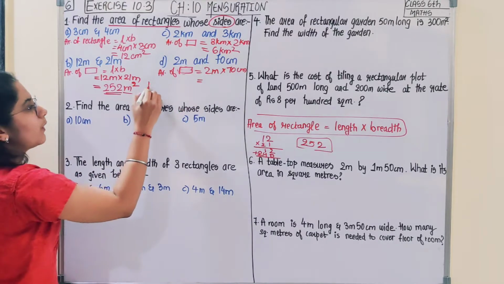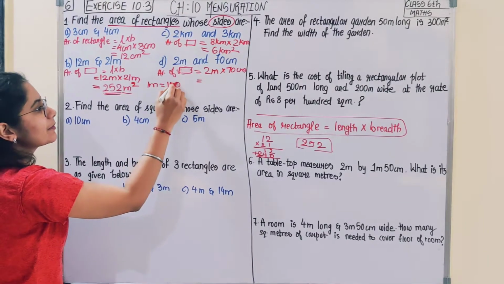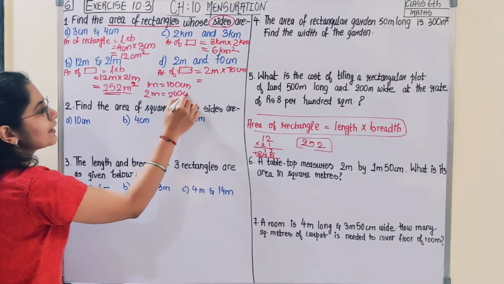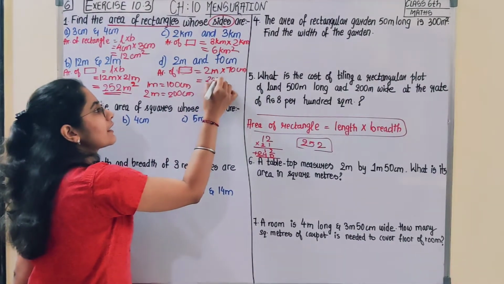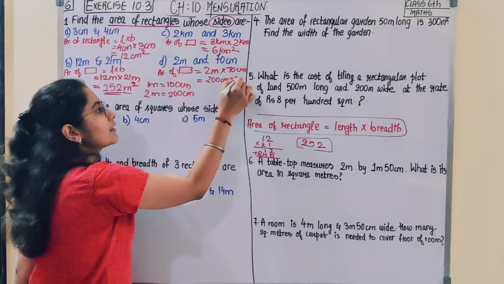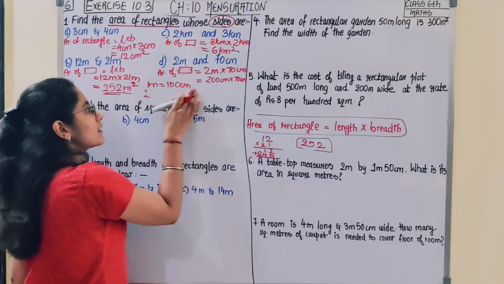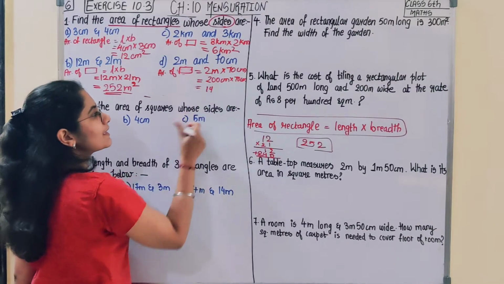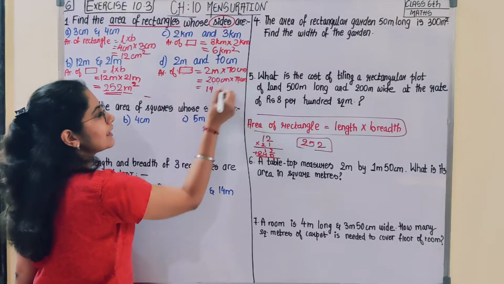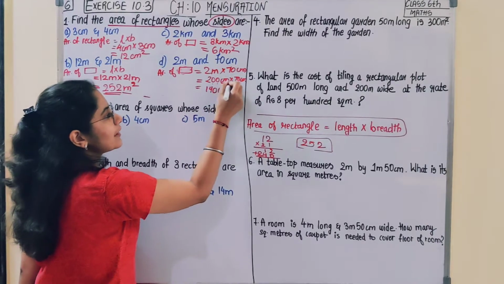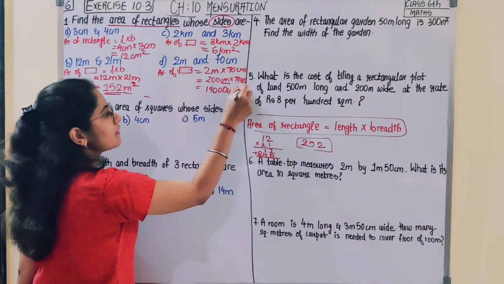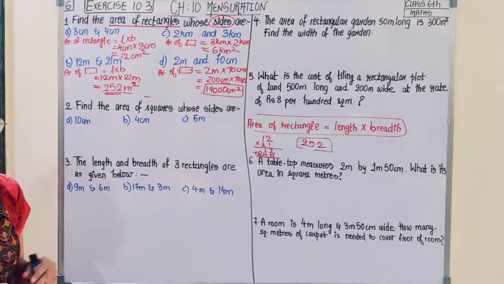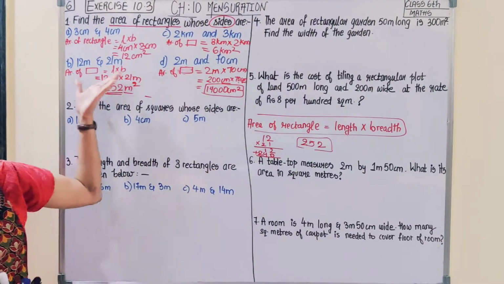We know that 1 meter is 100 centimeter. So obviously 2 meter would be 200 centimeter. So 200 centimeter into 70 centimeter. Get it? So 2 sevens are 14. How many zeros are there? 1, 2, 3. Centimeter into centimeter, centimeter square. 1400 centimeter square. Correct? Are you able to get all these things?